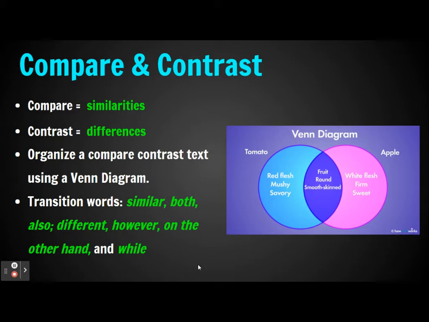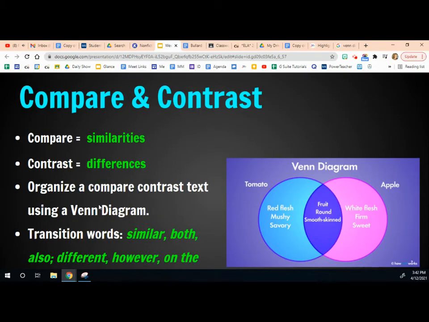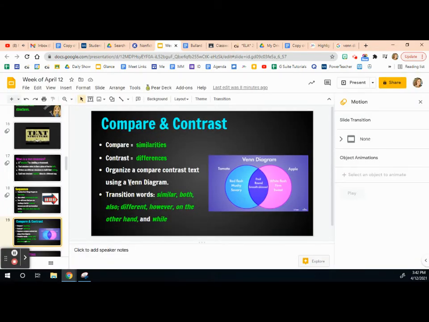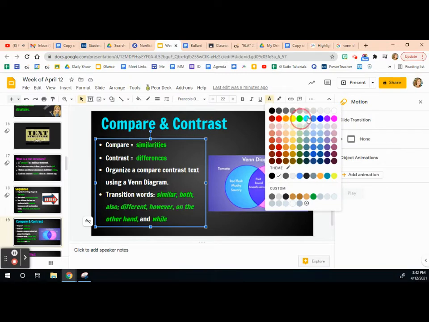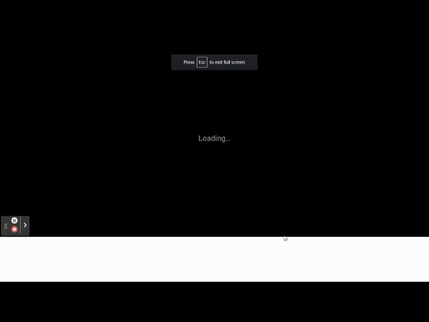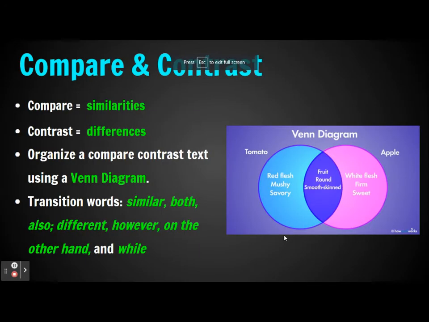When you organize a compare-contrast text, I want you to use a Venn diagram. Let me make that green for you. A Venn diagram, and that's what you see over to the right. The two overlapping circles, we call that a Venn diagram. There it is up there too.